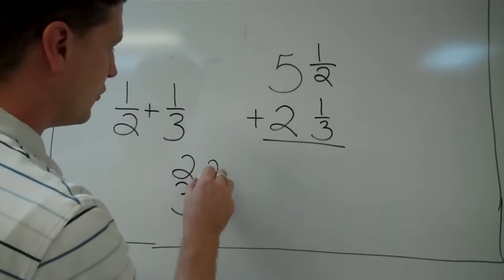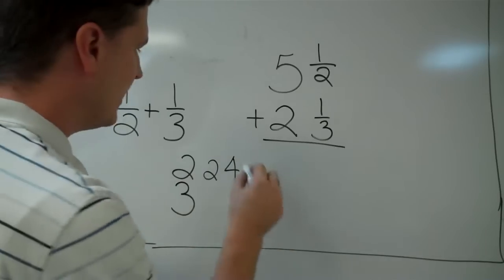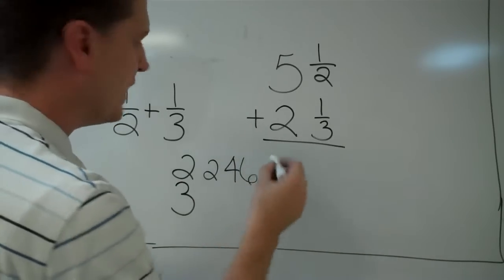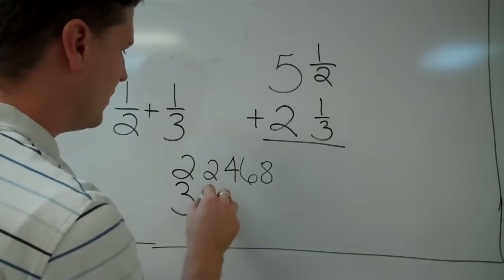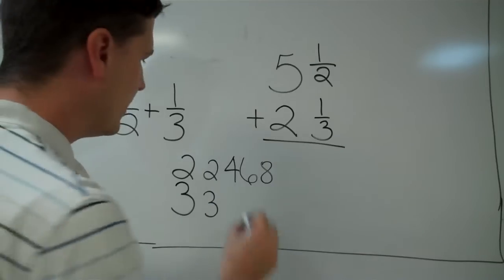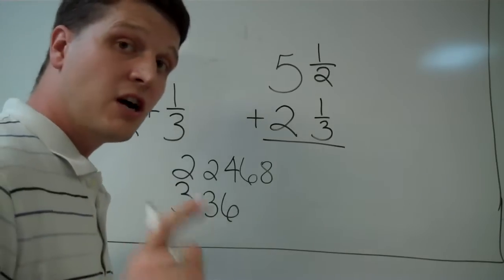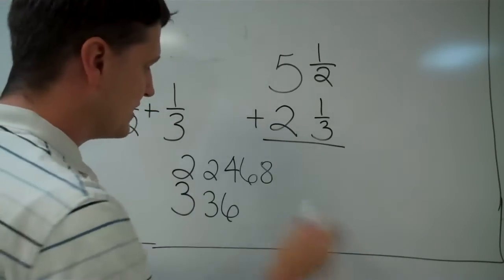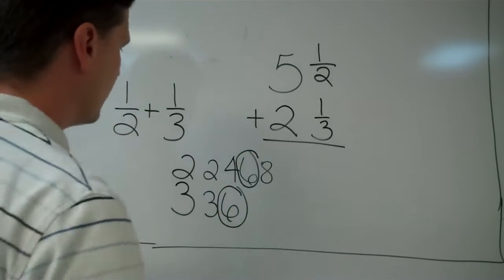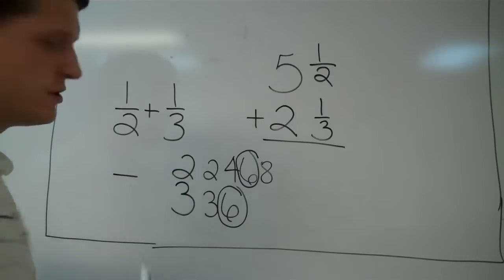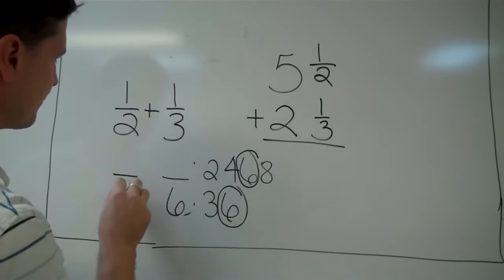2 times 1 is 2. 2 times 2 is 4. 2 times 3 is 6. And 2 times 4 is 8. Now let's go down and find the multiples of 3. We can do 3 times 1 is 3. 3 times 2 is 6. Now we've already gone far enough here. We know that the least common multiple of these two numbers is going to be 6. So what we can do is draw our little division bars and put 6.